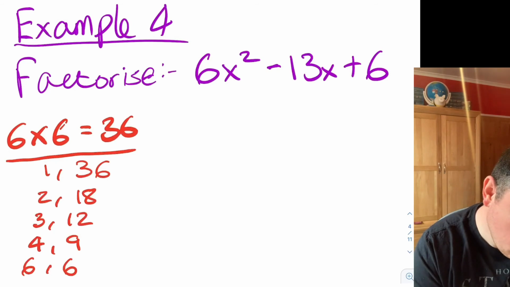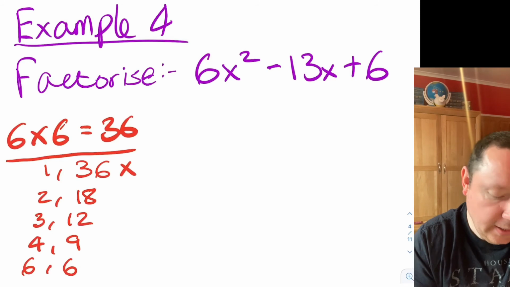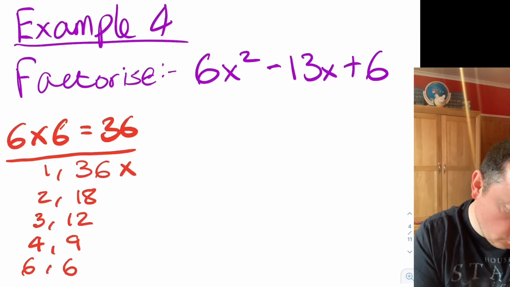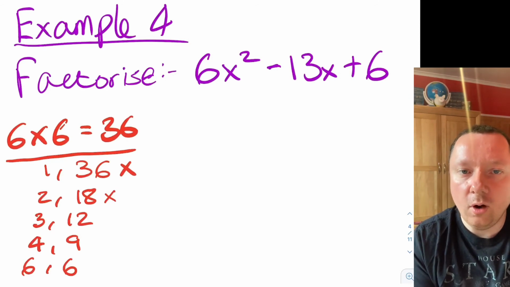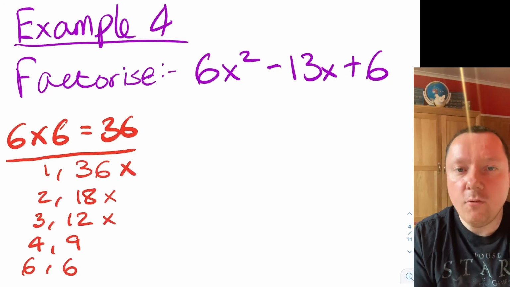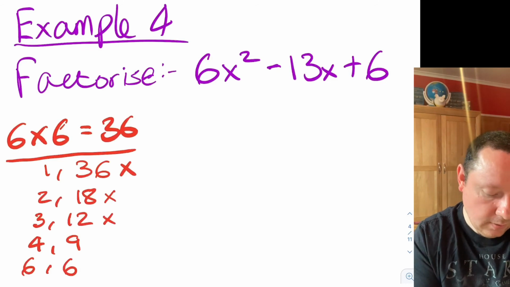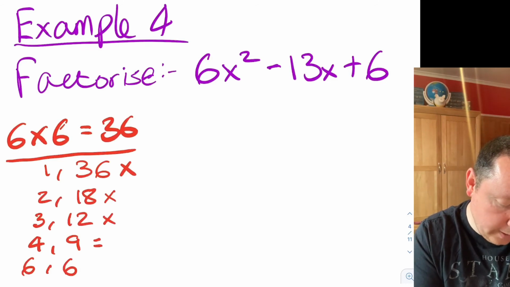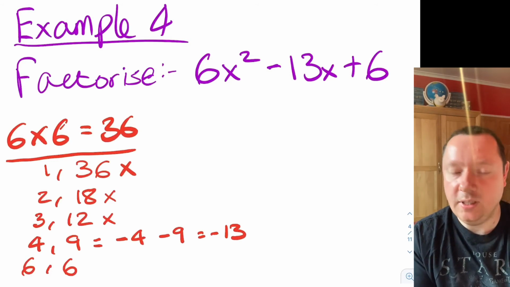So in the first one, there's no way. I can't use 36 and 1 to make 13. 18 and 2 makes 16 or 20, so it's not that one. 3 and 12 is 15, or 12 minus 3 is 9, it can't be that one. 4 and 9, well, 4 and 9 make 13. I'm close now, I need minus 13. So how can I make minus 13? Well, I can make it as a minus 4 and a minus 9 to make minus 13. And then just lastly check, 6 and 6 make 12 or 0. Can't be 6 and 6.